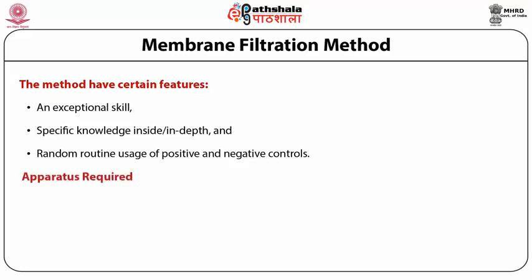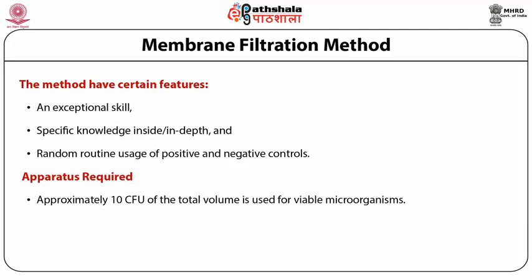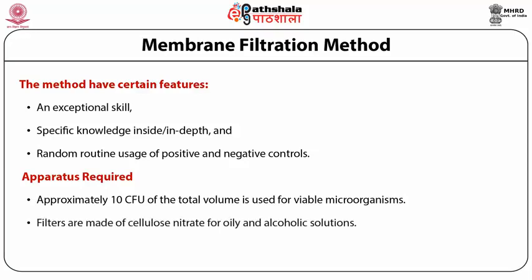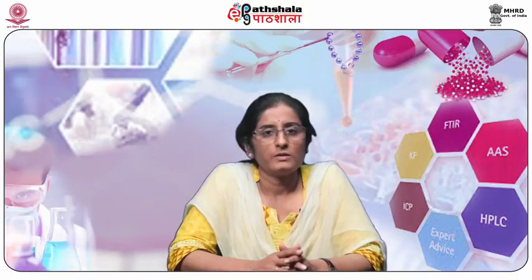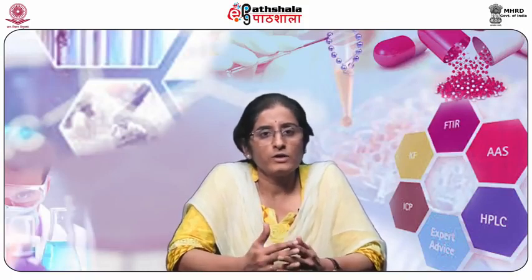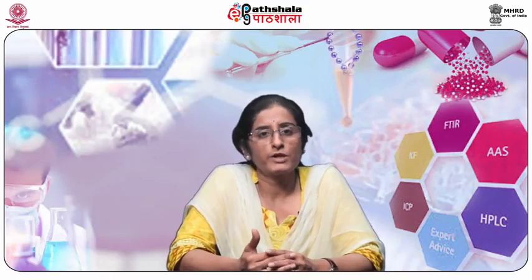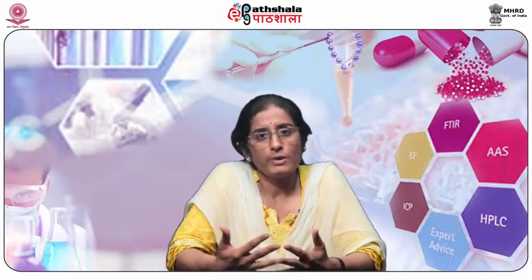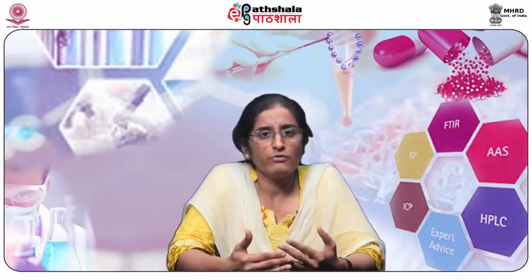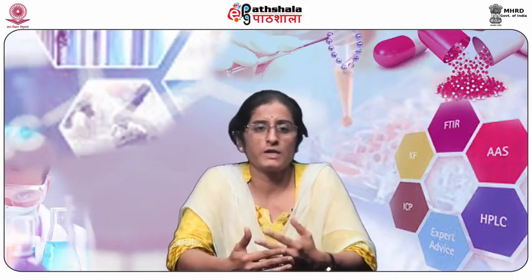Now, the apparatus required for this membrane filtration method. Approximately 10 CFU of the total volume is used for viable microorganisms. Second step, filters are made of cellulose nitrate for oily and alcoholic solutions. A pore size not greater than 0.45 micron and a diameter of approximately 50 millimeter is used. Diluting fluids are generally used in the membrane filtration method for cleansing of the membranes. Their main purpose is to inactivate the antibiotic or antifungal activity of any class of drugs for sterility purposes.